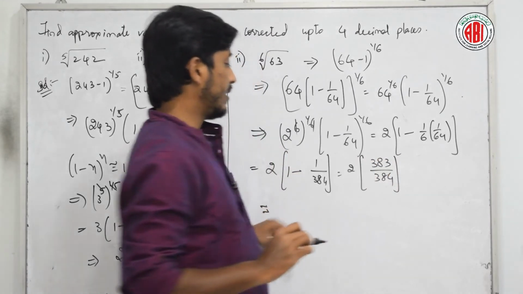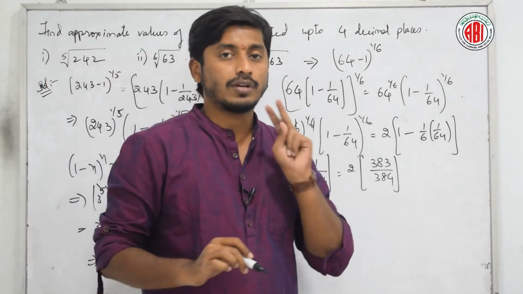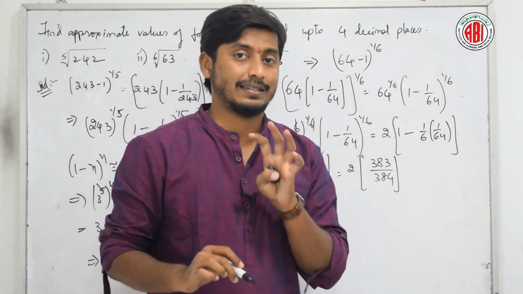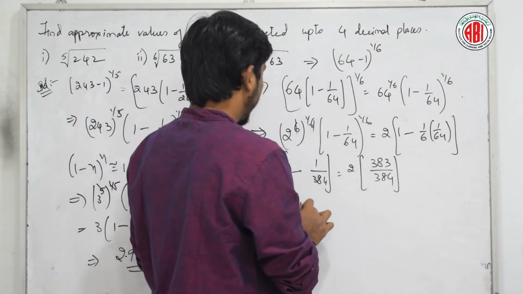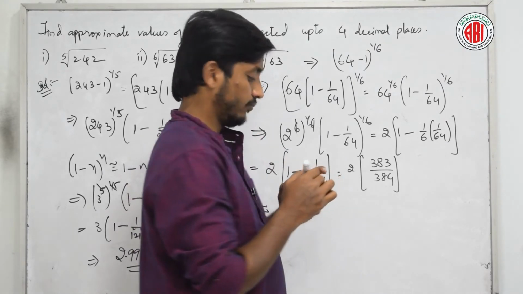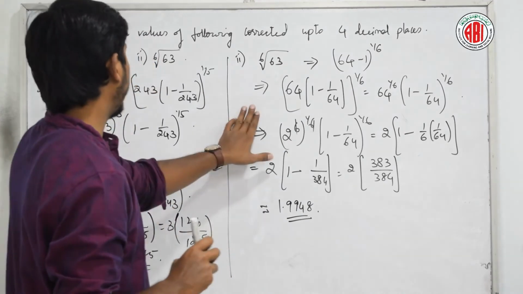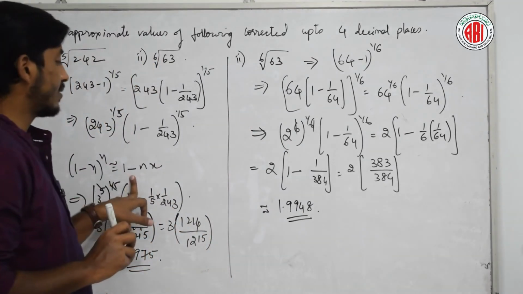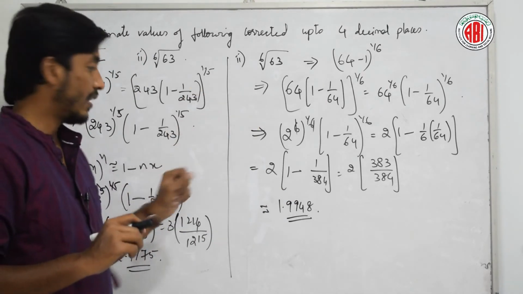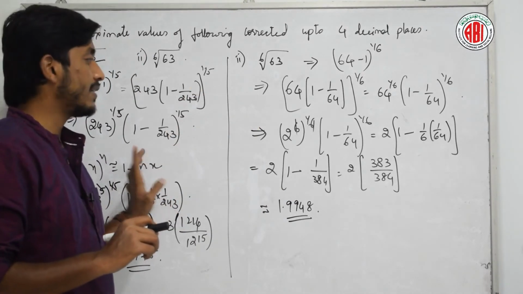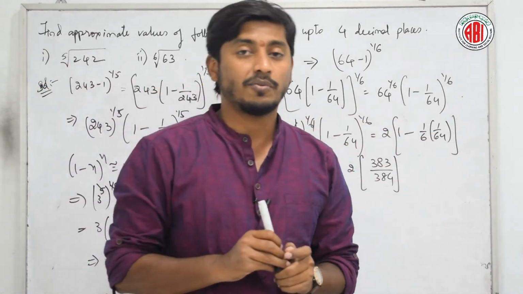Obviously, this is approximately less than 2. Again, we have to correct it up to 4 decimals. So what will be my answer? That will be 1.9948. Clear? Is it fine? So the main thing we have to remember is that 1 minus x whole power n, neglecting the higher powers, can be approximated as simply 1 minus nx. The same thing is happening here. Is it clear? Shall we move on to the next problem?